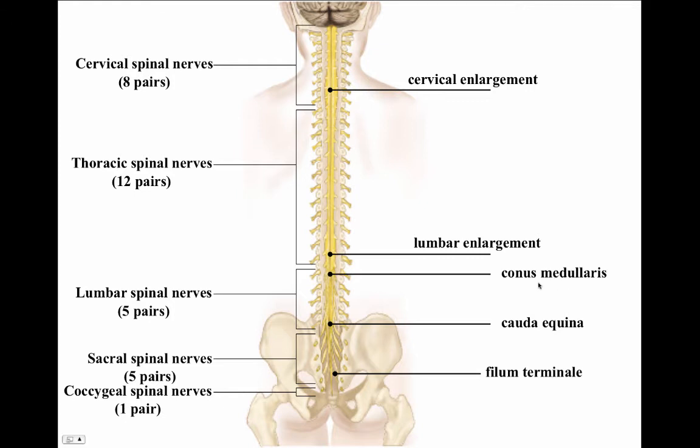Conus medullaris is considered to be the formal end of the spinal cord, and filum terminale runs from conus medullaris. It's a modification of pia mater, which actually anchors the spinal cord deep inside the sacral canal. Cauda equina is the fanning out of the nerves that come out of this most distal portion of the spinal cord. Cauda equina, cauda means tail and equina means horse. So these nerves, when they're dissected out, look like the tail of a horse.